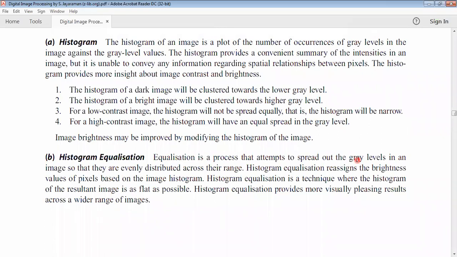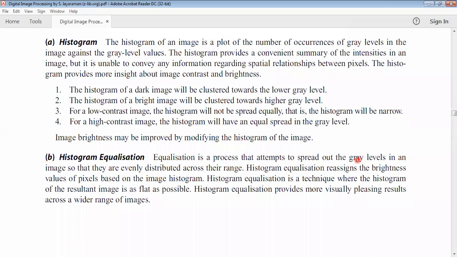So there is no use in that. So if you want to extract the information in that image, the hidden content in that image, if you perform some modifications in that image, then we are going to extract that information. That is going to be done by using histogram equalization.